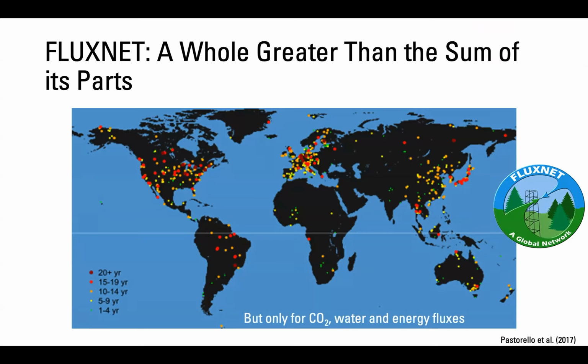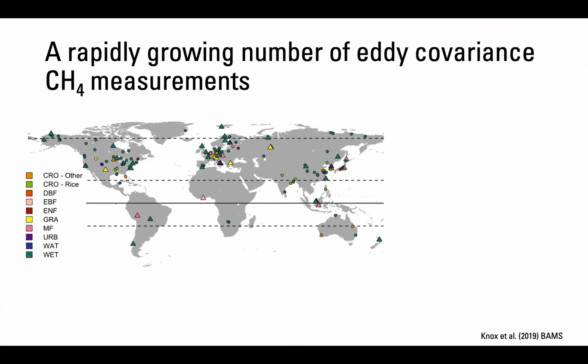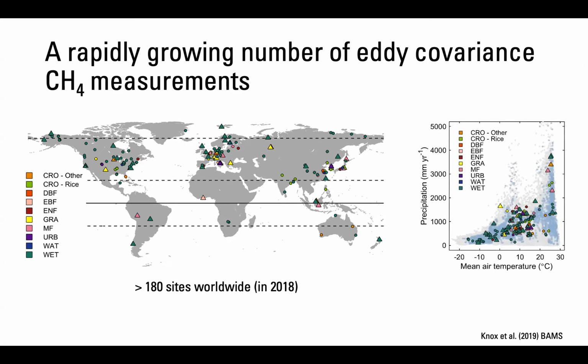A lot of this stems from the fact that methane measurements are newer additions to the flux community. A lot of these open path sensors only came online after CO2 measurements were adopted. So there's this legacy effect that methane only came a little bit later. But there's really been a rapidly growing number of measurements. In 2018, we had over 180 sites worldwide. Now we know that it's several hundred more sites that have been measuring methane.